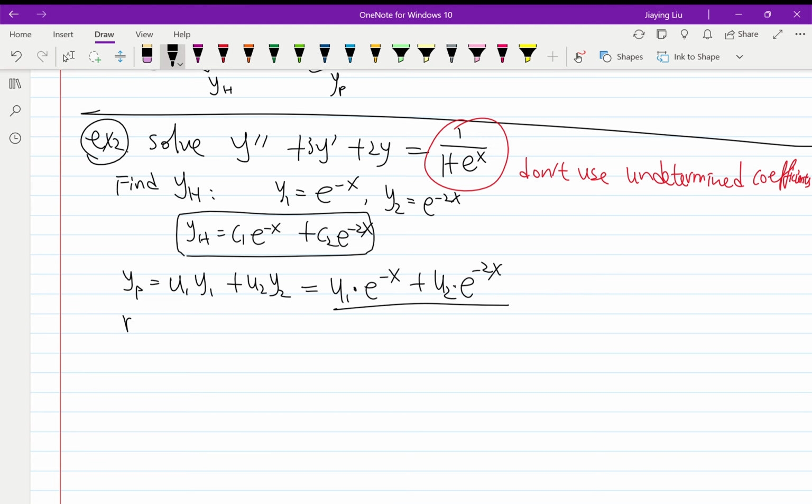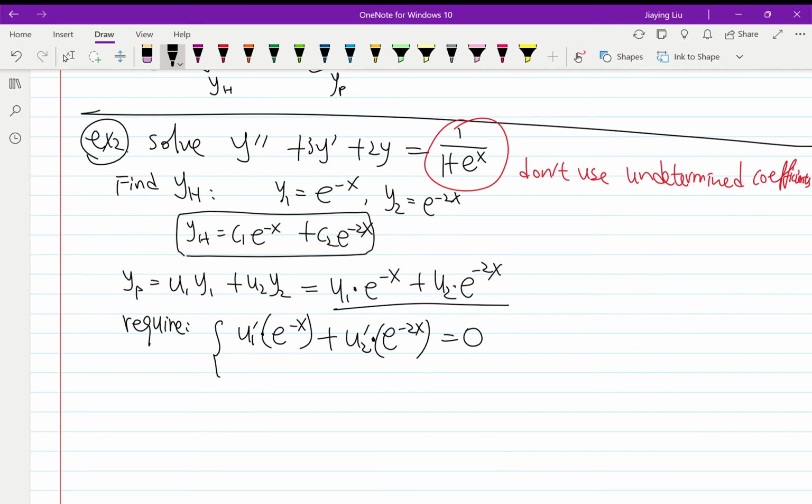But we also require the conditions. Is it okay if I don't write down the general formula for the equation, just plug them in? Okay, so it's going to be u1 prime, which is always a derivative, times the y1, which is e to the negative x, plus u2 prime times y2, e to the negative 2x, has to be 0. So I plug in y1 and y2 there.